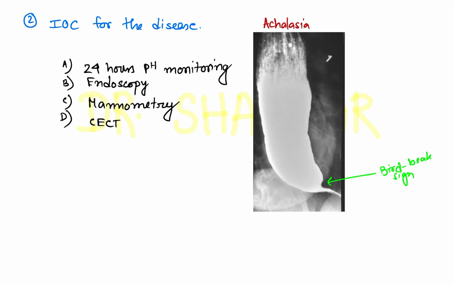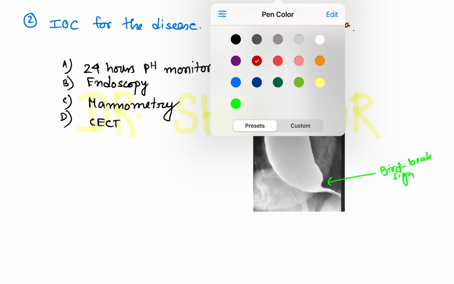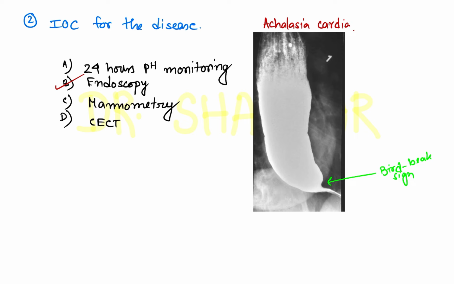And what is the investigation of choice for achalasia cardia? It's manometry. So sorry, it's manometry. So the investigation of choice is manometry, not 24 hours pH monitoring, which is for GERD, not endoscopy or CECT, contrast CT scan. It is manometry to record the pressure at the level of lower esophageal sphincter. So this was an image of achalasia cardia showing bird beak sign in barium swallow study.